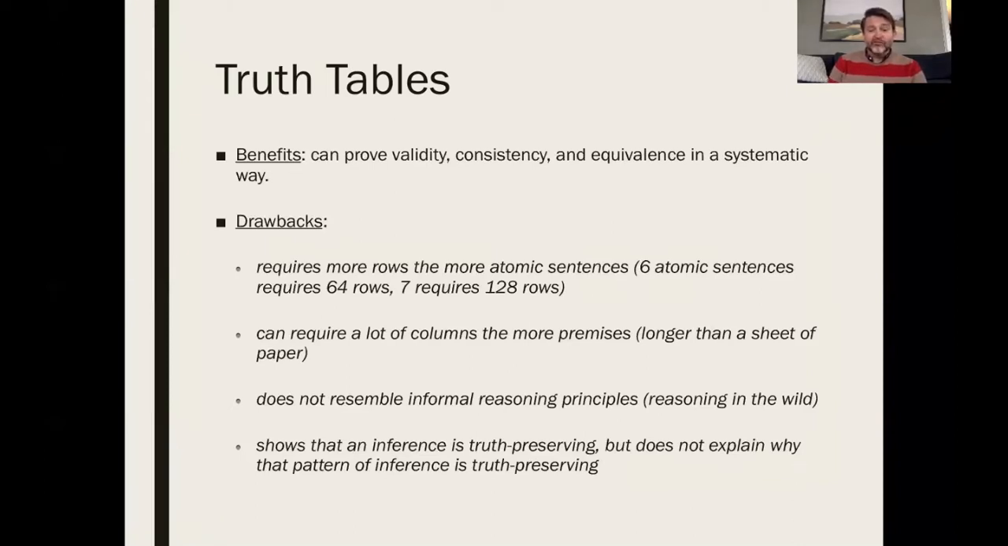These also don't resemble informal reasoning from principles. They don't seem to work like human reasoning typically does, but instead require us to think about these complex matrices and where statements turn out true and false. And finally, these can show us that an inference is truth-preserving. In other words, that you can infer some conclusion accurately from some premises, but truth tables don't explain why that pattern of inference is truth-preserving.